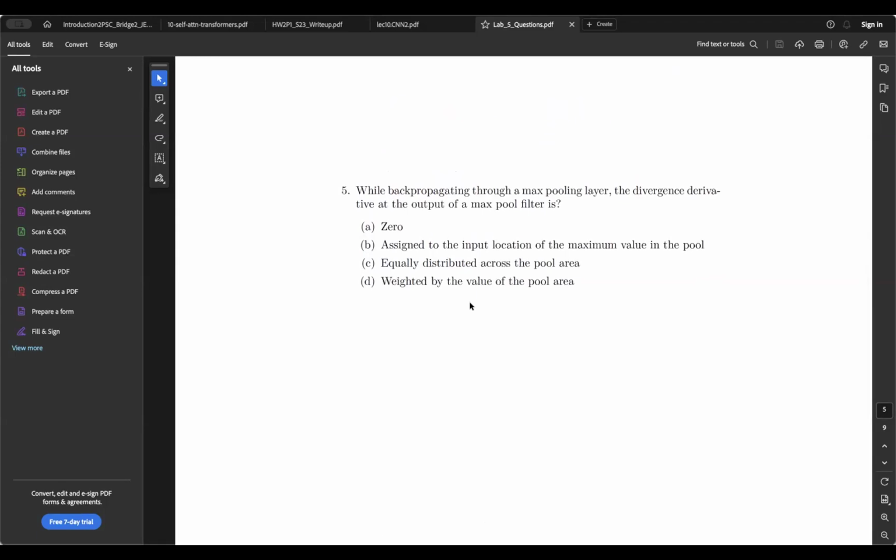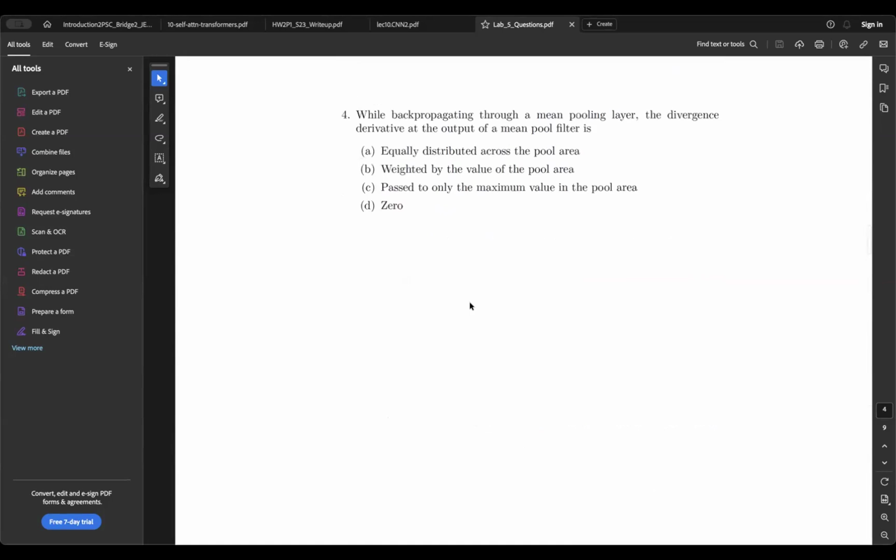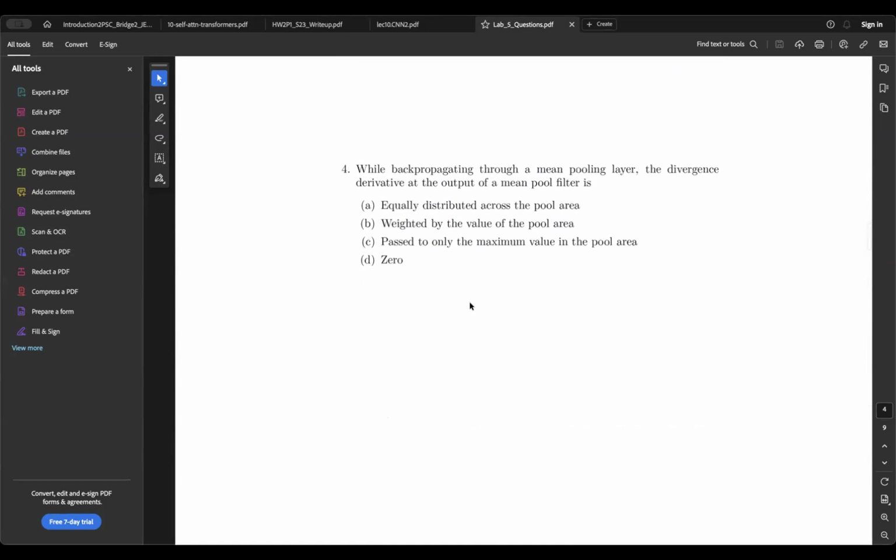This one says, when back propagating through a max pooling layer, the divergence derivative at the output of a max pool filter is. So in this case, we are using max pooling. What was the answer to the last one? The answer was A, which is equally distributed across the pool area.